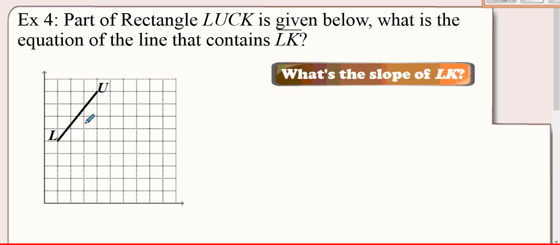So part of the rectangle is drawn here. What's the equation of the line that contains LK? So a couple things that we know about rectangles. That side is going to be the exact same as the side opposite it. So it'll be like over here somewhere. Now, what we don't know necessarily, we can figure it out, is where this is going to be. It could be translated anywhere over here.